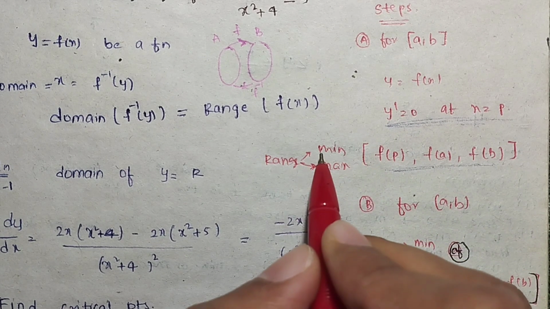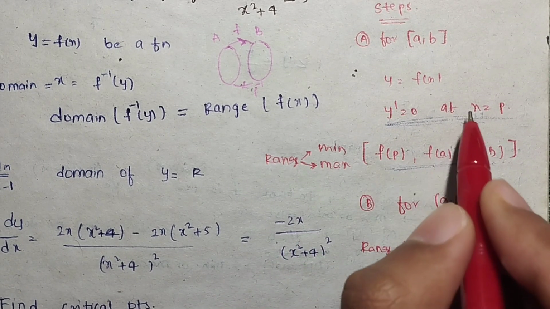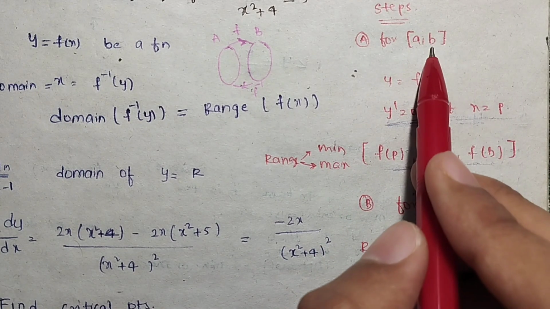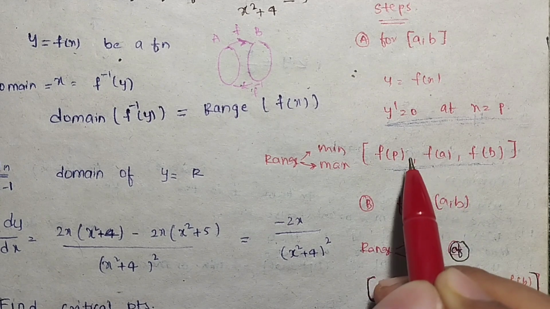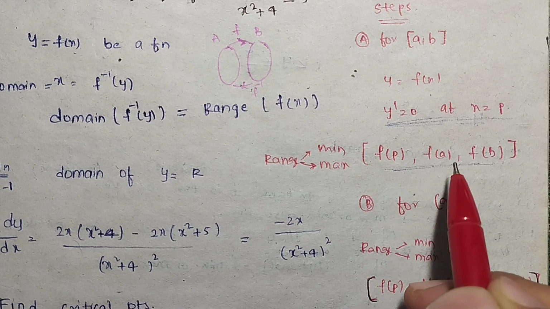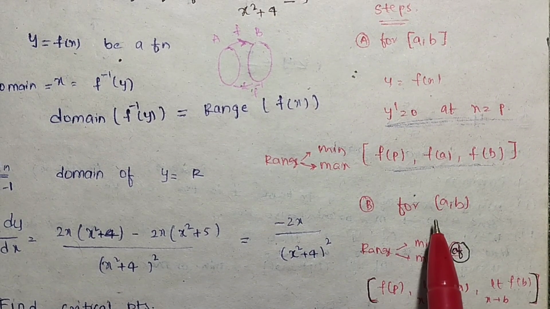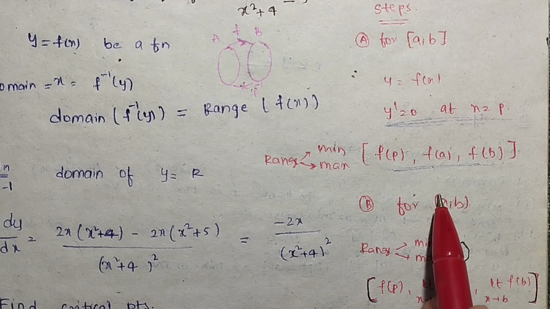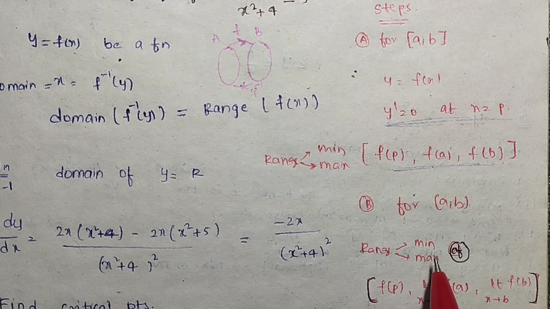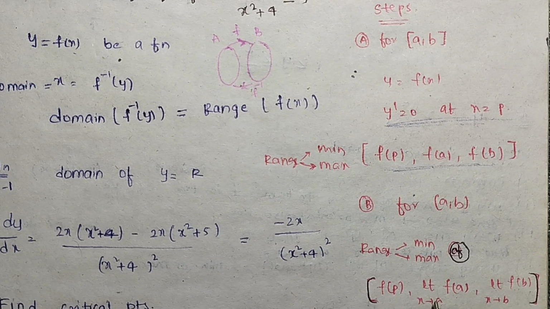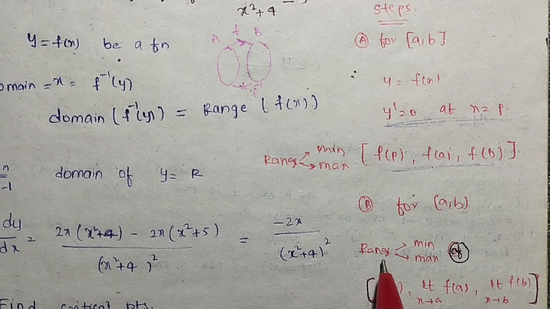Now the range would be the maximum or minimum of the set f of p, f of a, the lower limit, and f of b, the upper limit. The minimum of this would be the lower range and the maximum of this would be the upper range. This is the case if the domain is in closed brackets. If the function domain is an open interval a comma b, you do the same, but instead of finding the direct values, you find the limits of the function as x tends to a and x tends to b, and to find the range you find the minimum and maximum of these values.